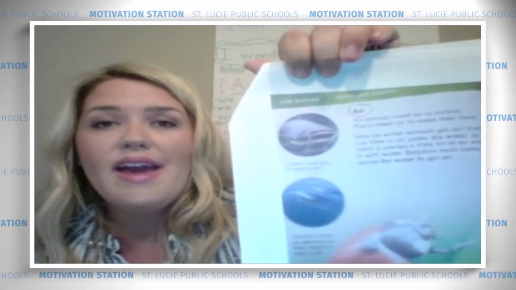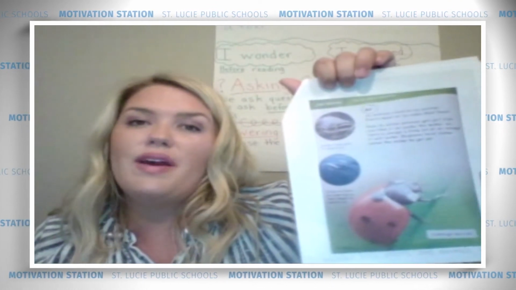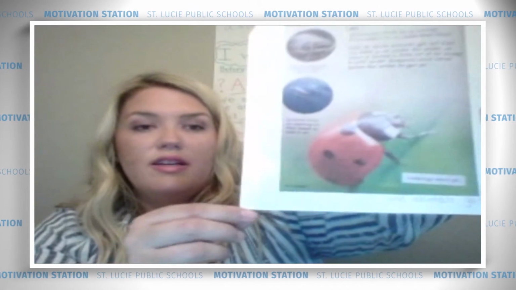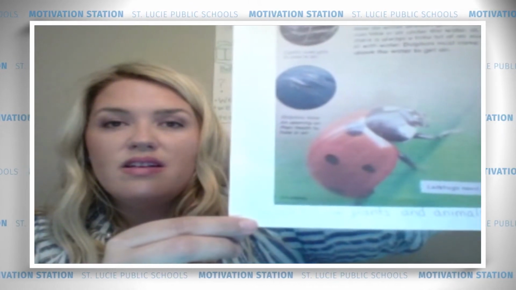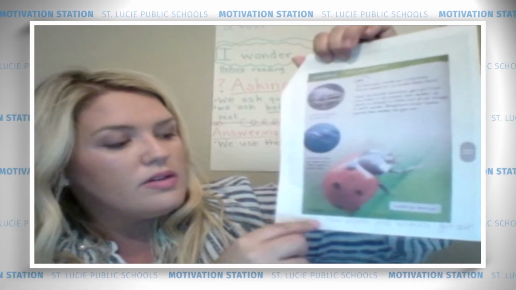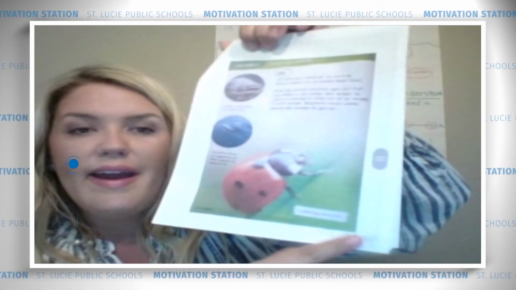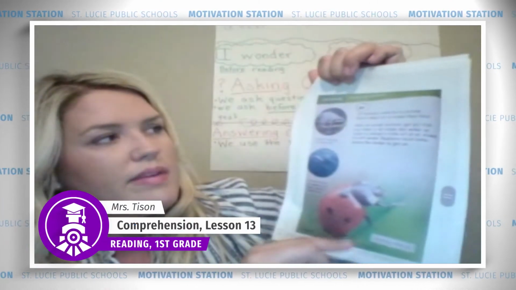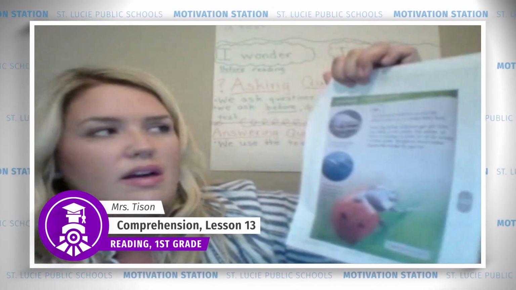Another thing that plants and animals need is air. We could not live without air. So let's think about a wondering we have on this page. Can you read that wondering? Awesome, let me read it to you. I wonder how plants and animals get air. Let's see if our wondering is answered.